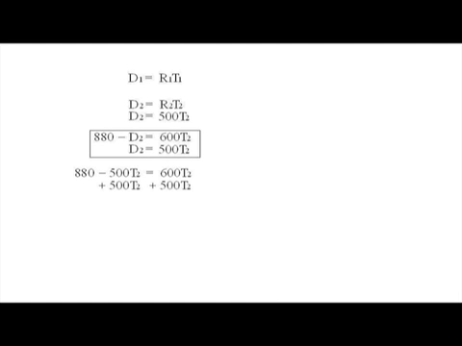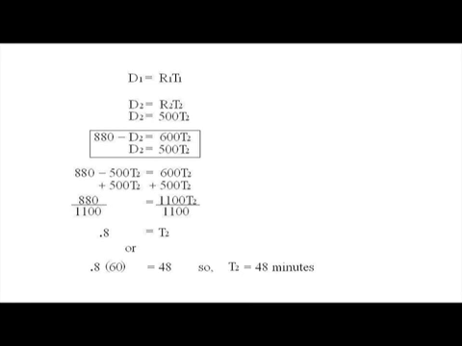So let's add 500 t2 to both sides of the equal sign. And we'll have 880 equals 1100 t2. Let's get t2 alone by dividing both sides of the equation by 1100. Remember, the equal sign means whatever we do to the left-hand side, we have to do to the right-hand side. Whatever we do to the right-hand side, we have to do to the left-hand side. We are dividing both sides by 1100. And t2 will equal 0.8. Or, if you would like to know how many minutes that is, just multiply 0.8 times 60. And that equals 48. So t2 equals 48 minutes.